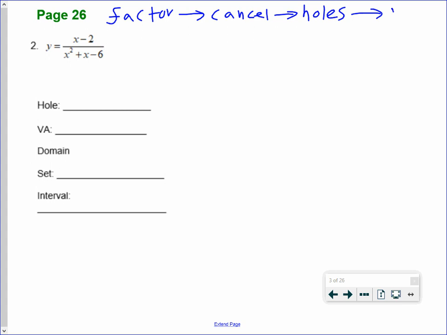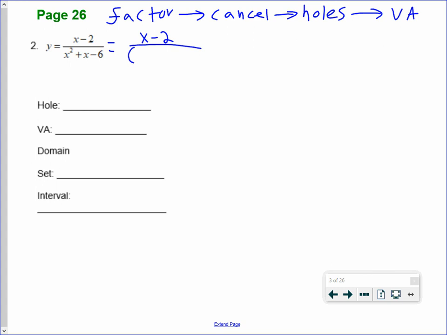Then we look for vertical asymptotes. So that's the sequence we're going to go about solving all these problems. So first thing we're going to do is factor. And when we factor the numerator and the denominator, it just so happens that we don't have to factor out the numerator in this problem. So we just leave it as x minus 2.